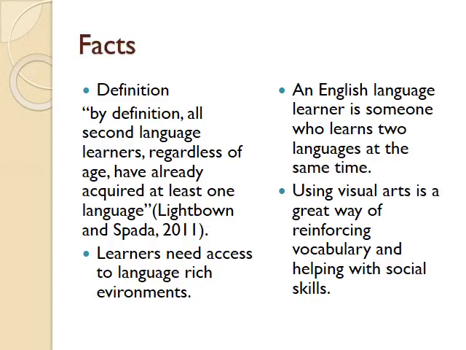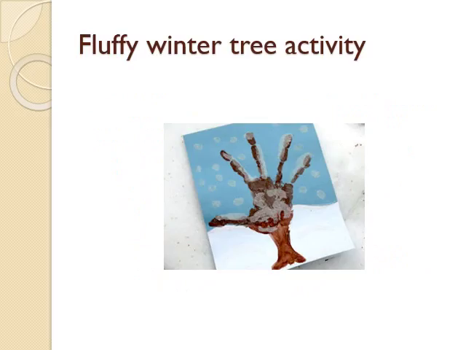Here are some interesting facts. By definition, all second language learners, regardless of age, have already acquired at least one language. Lightbown and Spada, 2011: learners need access to language-rich environments. An English language learner is someone who learns 2 languages at the same time. And using visual arts is a great way of reinforcing vocabulary and helping with social skills.